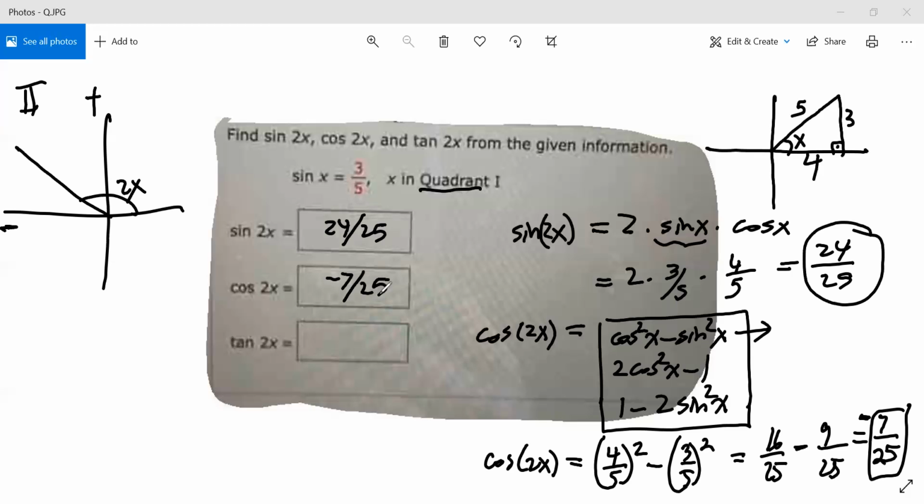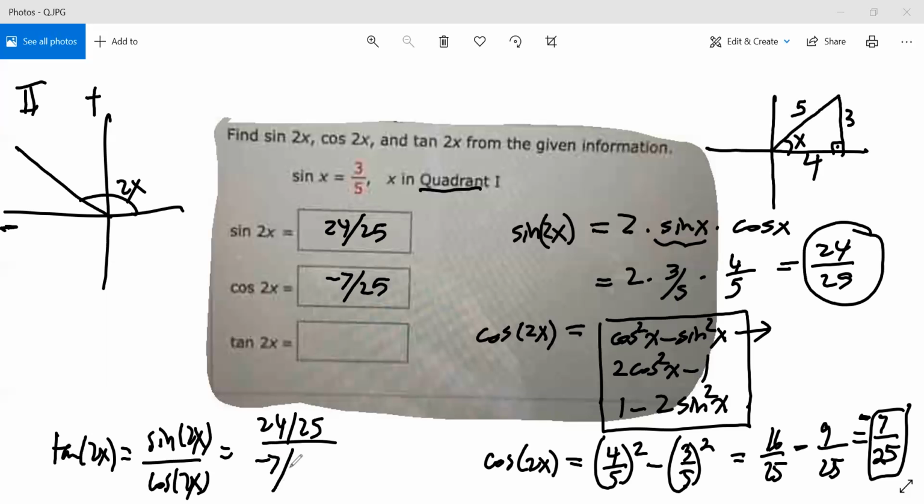Cosine is negative. And the tangent is sine over cosine, right? So tangent 2x is sine 2x divided by cosine 2x. That's just going to be 24 over 25 divided by negative 7 over 25. If you simplify this, this is negative 24 over 7. That's pretty much it.